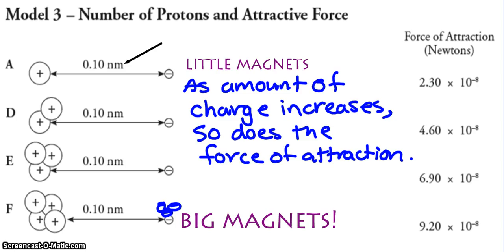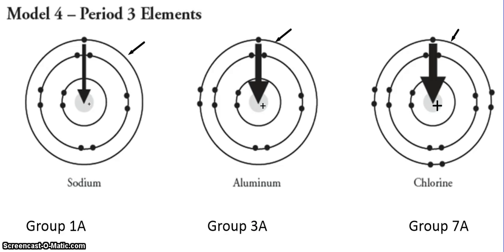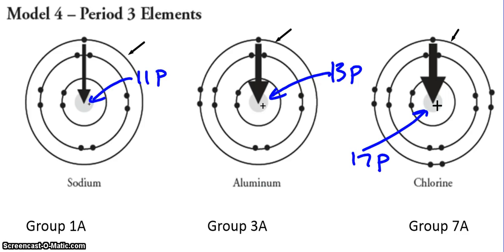Again, let's look at that in the context of some elements. Here I would be looking across a group. So starting with sodium and then moving to aluminum and chlorine, we see that I am adding protons to the nucleus. So sodium has an atomic number of 11. Aluminum has 13 protons in the nucleus and chlorine has 17.